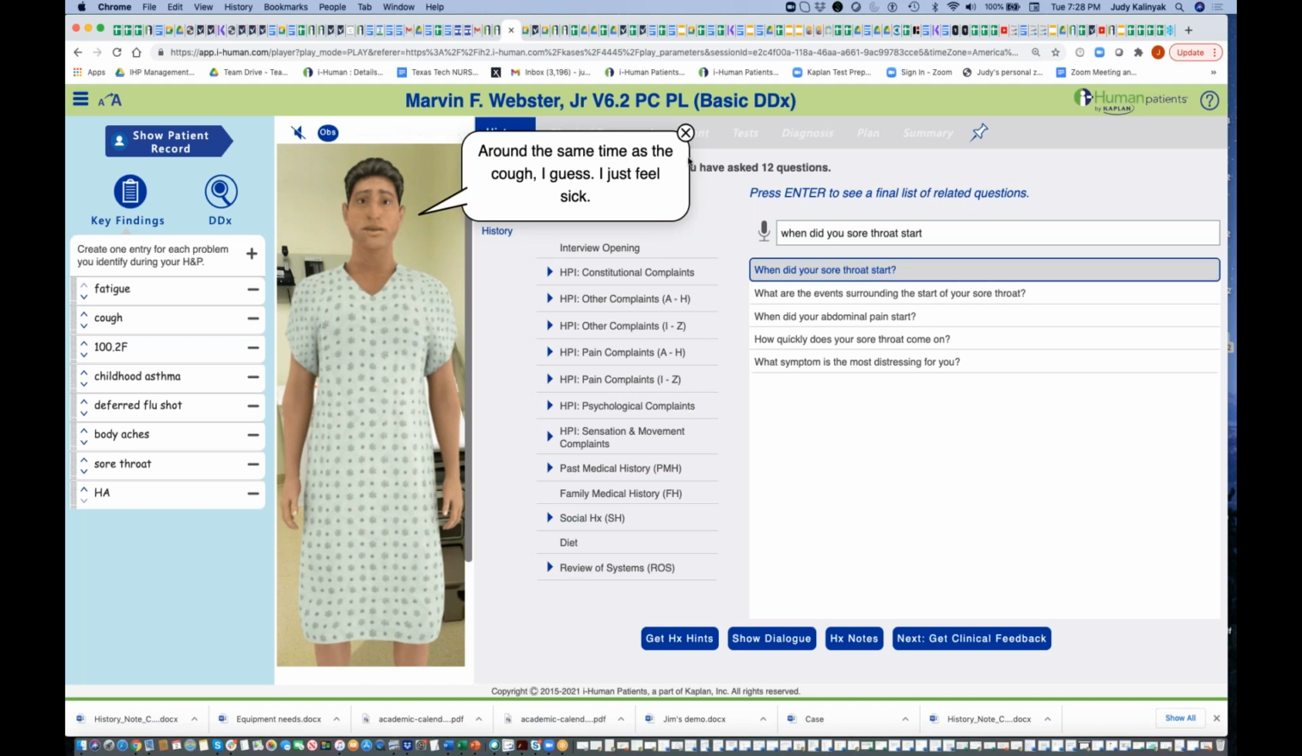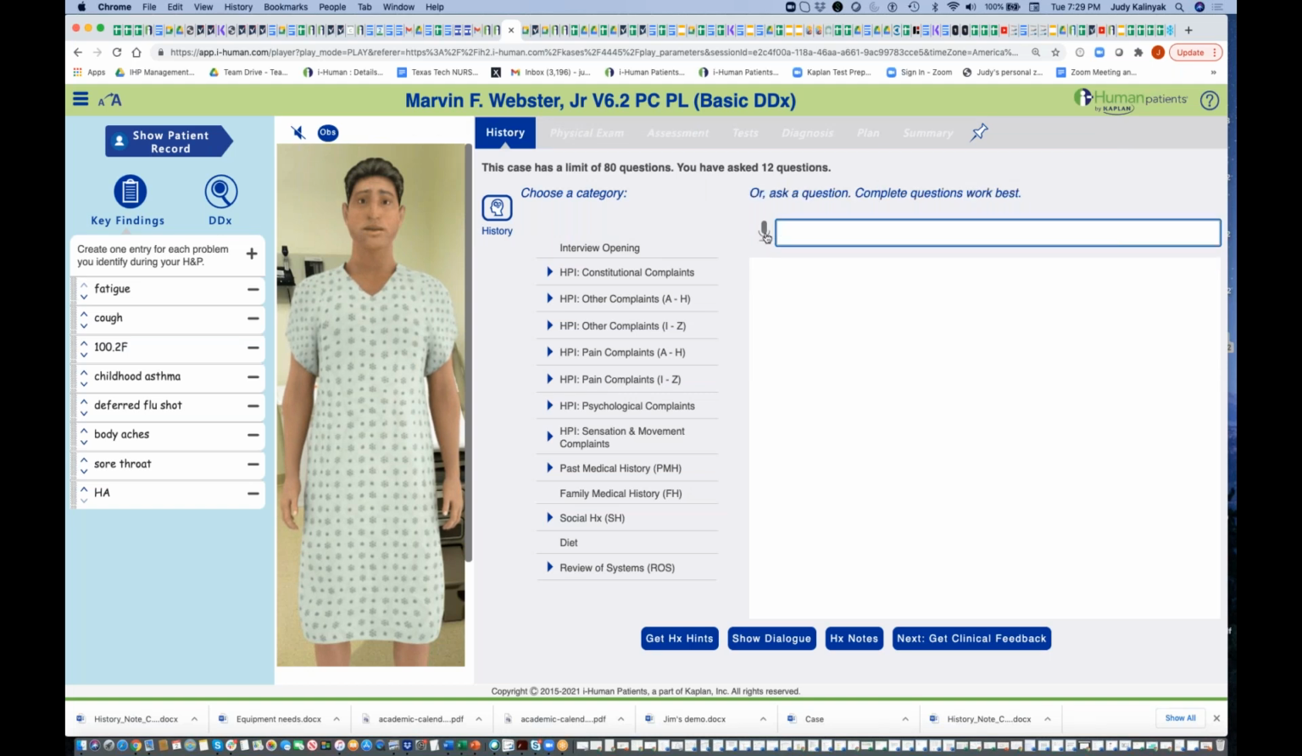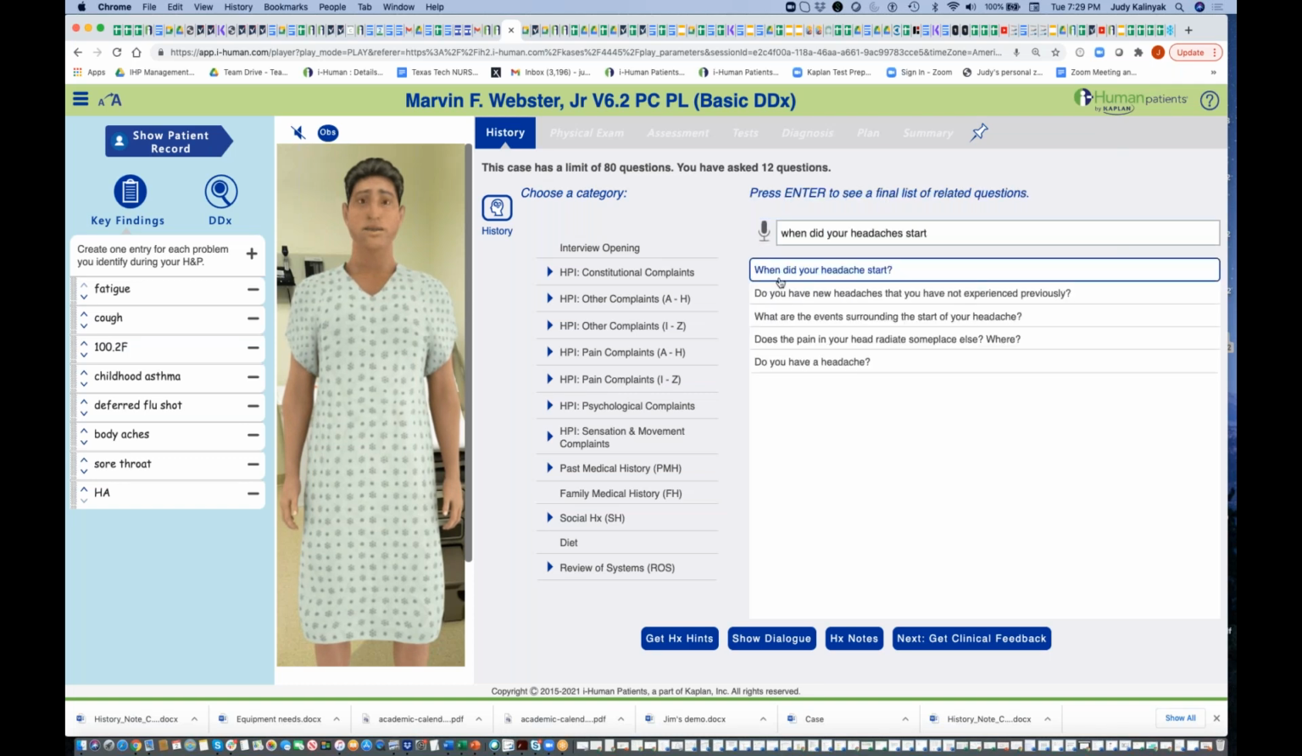If you don't like typing and you use the Chrome browser, you could just click on the microphone and speak your question. When did your headache start? And again, how many options are brought up with our natural language processor? That's a decision for your professor. Usually we recommend anywhere from 3 to 10. This is set up at 5.